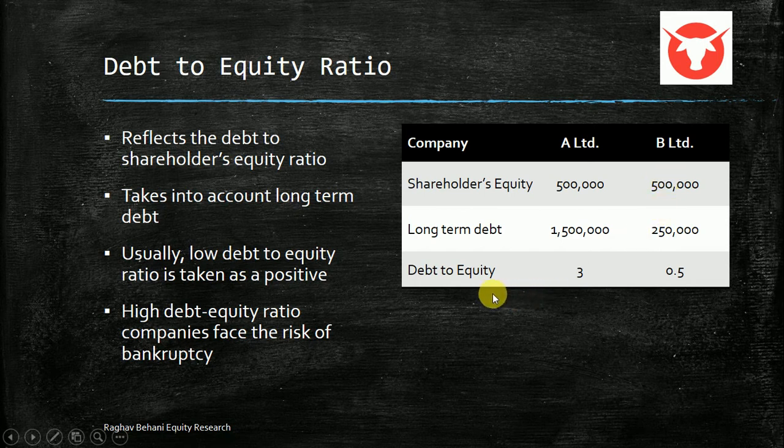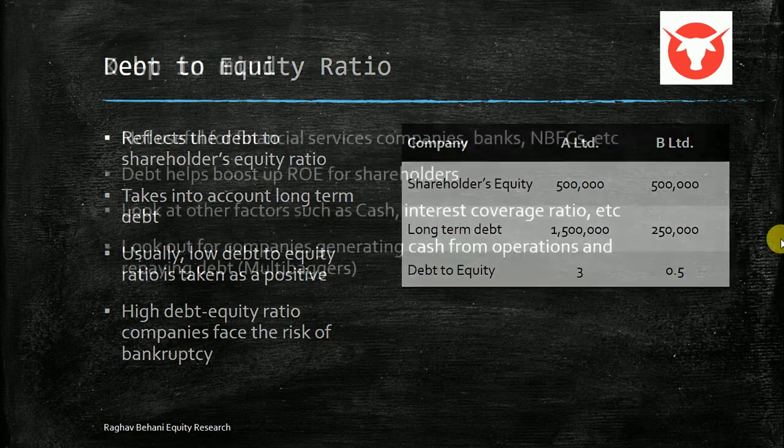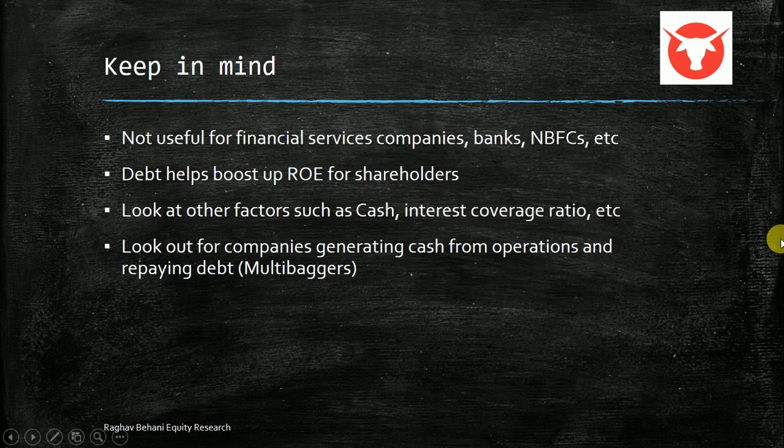This means that its debt to equity ratio is 0.5. Keep in mind, this is not useful for financial services companies like banks, NBFCs, etc. Because these companies are borrowing a lot of money through bonds, debentures, and other such mediums and lending it out at higher rates of returns. Debt helps boost up return on equity for shareholders. So for some companies, having leverage on their balance sheet might actually be good for the shareholders.